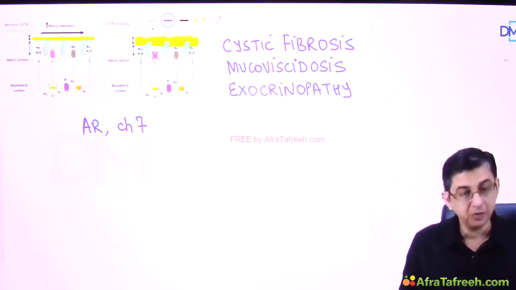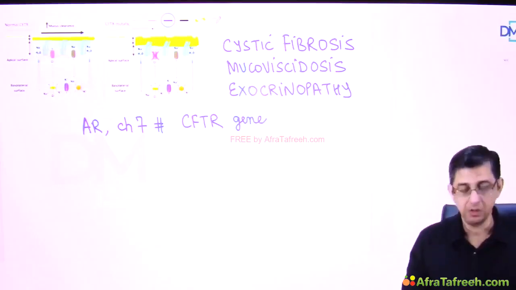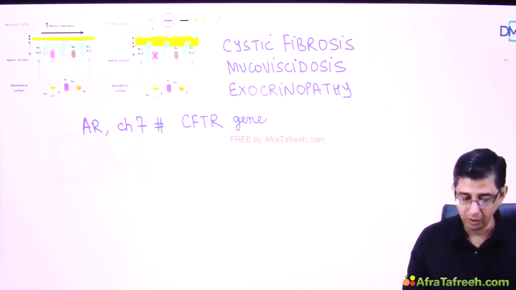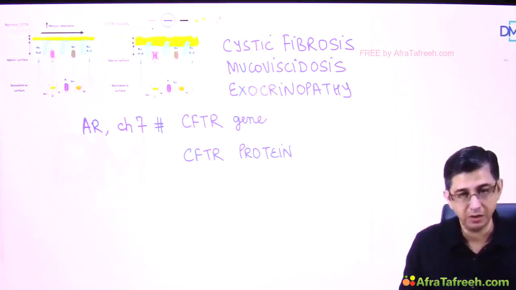The chromosome which is faulty is chromosome number 7, on which there is a problem with respect to a gene which expresses a protein by the name of CFTR. So the gene that we are talking about is also called CFTR, and the protein that it expresses is also referred to as CFTR protein. The full form of CFTR would be cystic fibrosis transmembrane conductance receptor.